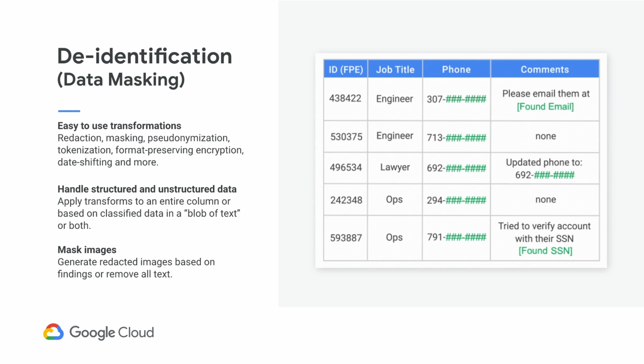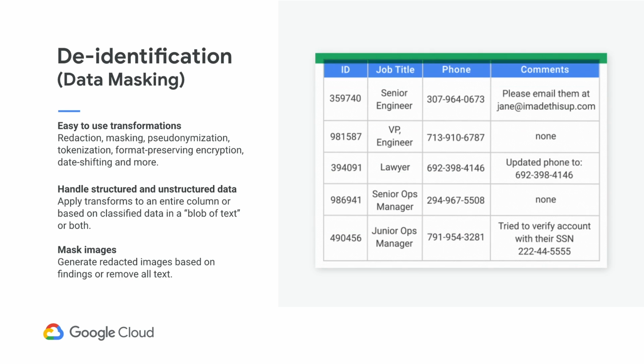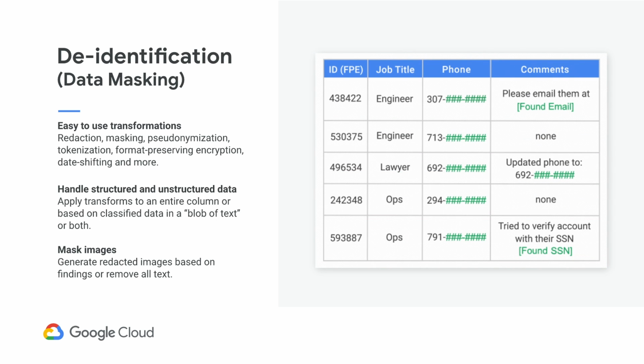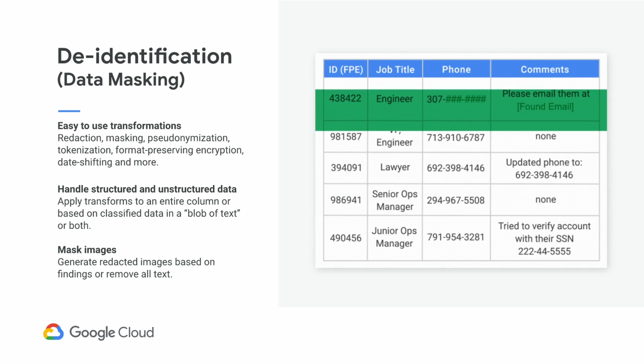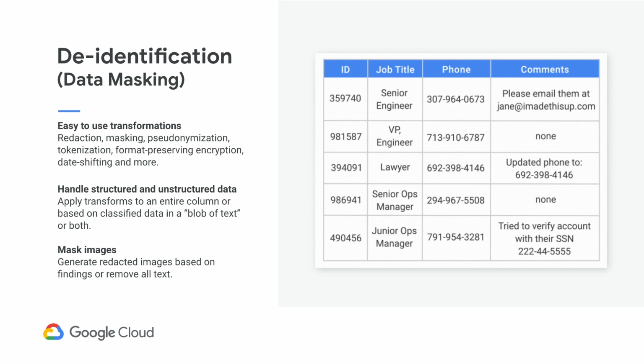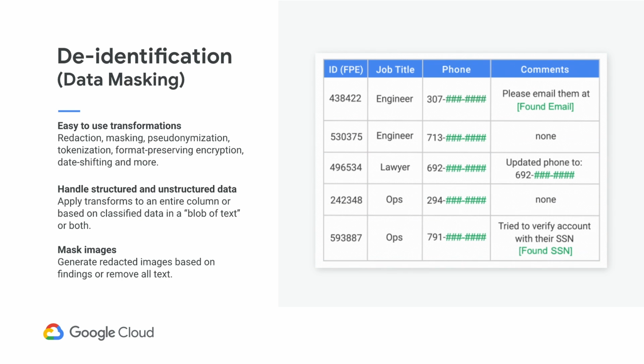In that first column, we're applying something called format preserving encryption to take that identifier and produce a surrogate or a token that has the same structure and length and format. In the second column, we're doing something called generalization or bucketing.